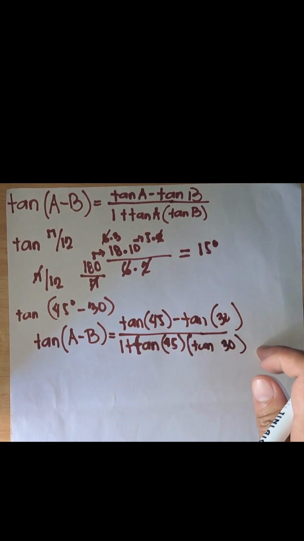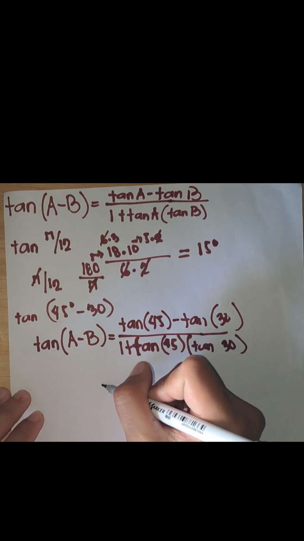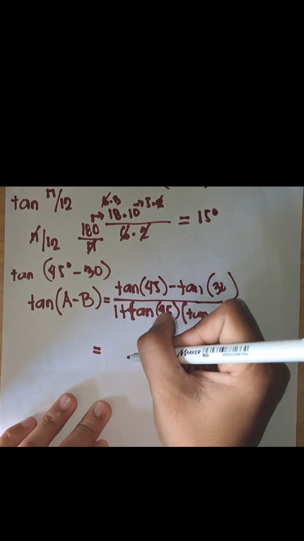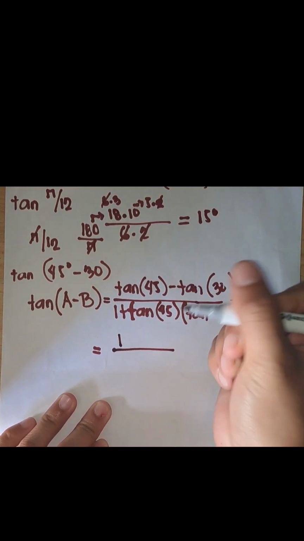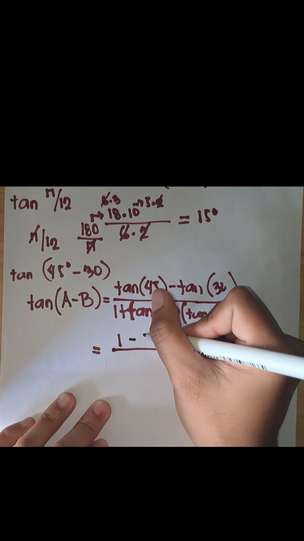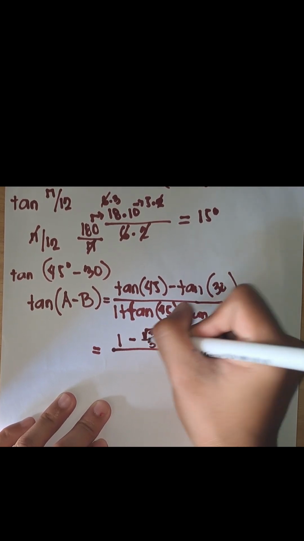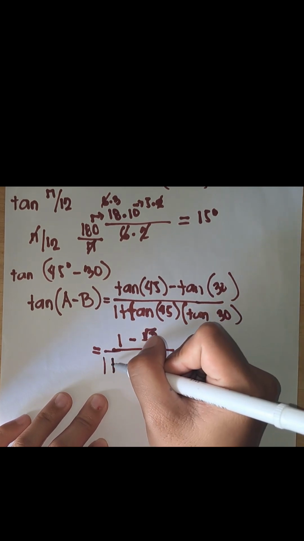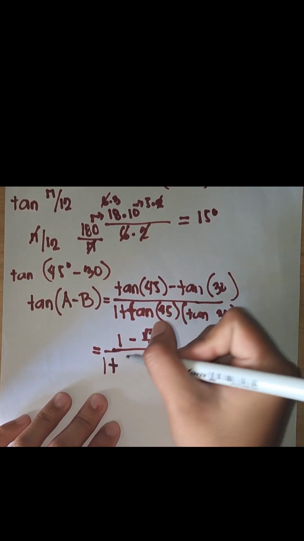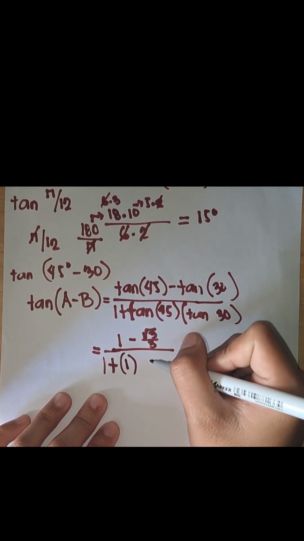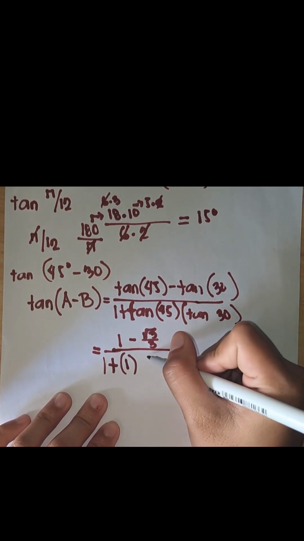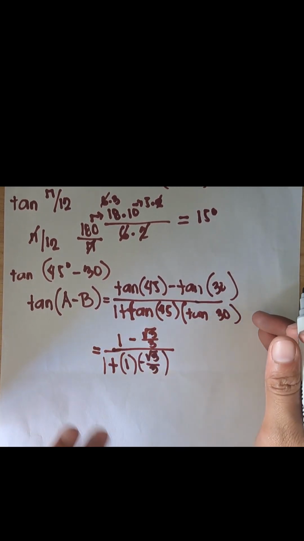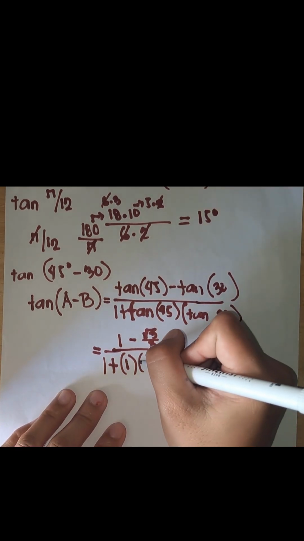The third step is to know the corresponding values. So tan 45 is 1, and tan 30 is root 3 over 3. Over, we have 1 plus tan 45, which is 1, times tan 30, which is root 3 over 3. So we have the minus here.